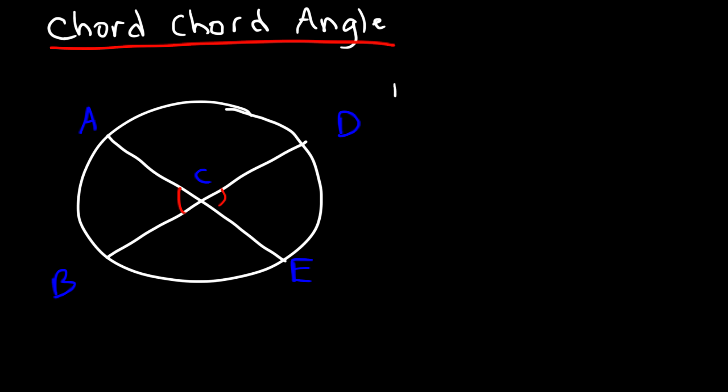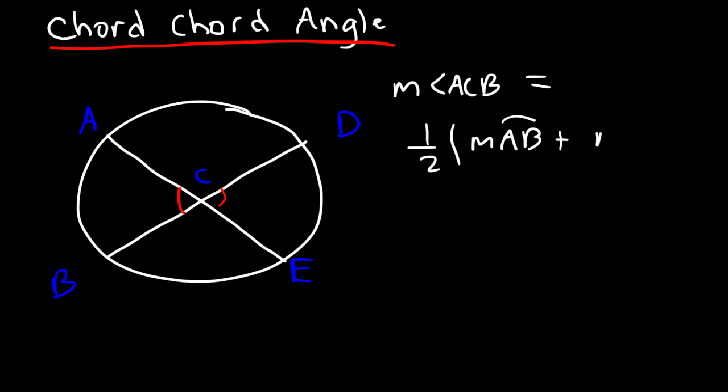Now you need to know that the measure of angle ACB is 1/2 the measure of arc AB plus the measure of arc DE. So basically, it's the average of those two arcs. So let's say that arc AB is 100 degrees and arc DE is 60 degrees. What's the average of 100 and 60? Or what is the middle number between 100 and 60? That's going to be 80.